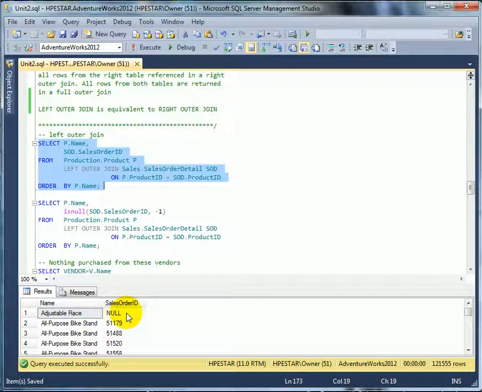Adjustable race is not in the sales order detail table. Well, one reason may be that it's a bike part which is not being sold to the customers, so that's why it's not present in the sales order detail table. Meanwhile, all-purpose bike stand is being sold as an end-user item. Let's check the next left join.